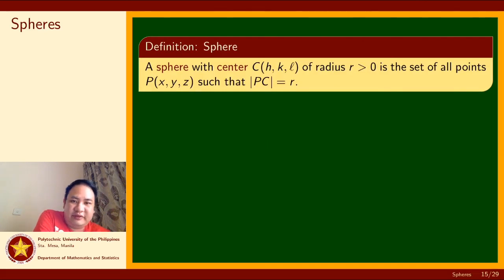So let's talk about spheres. A sphere is the three-dimensional counterpart of a circle. Just like a circle, a sphere has a center and a radius. So a sphere with center C, with coordinates h, k, and l, and radius r, a positive real number, is defined as the set of all points P such that PC is equal to r, or the length of PC must be r. These are the points in space that are of fixed distance r from the center C.